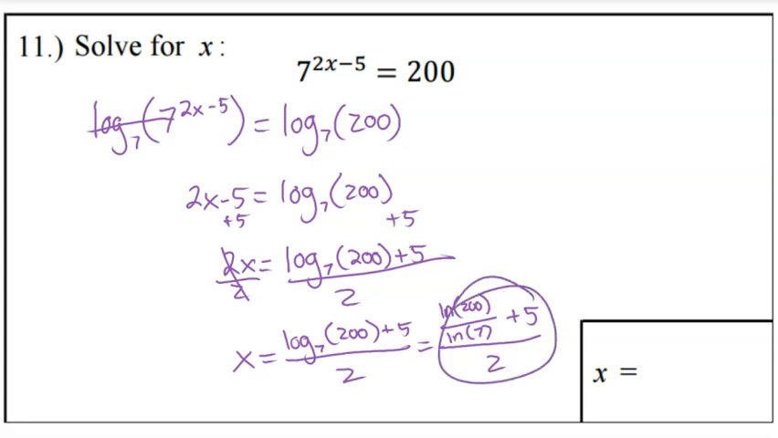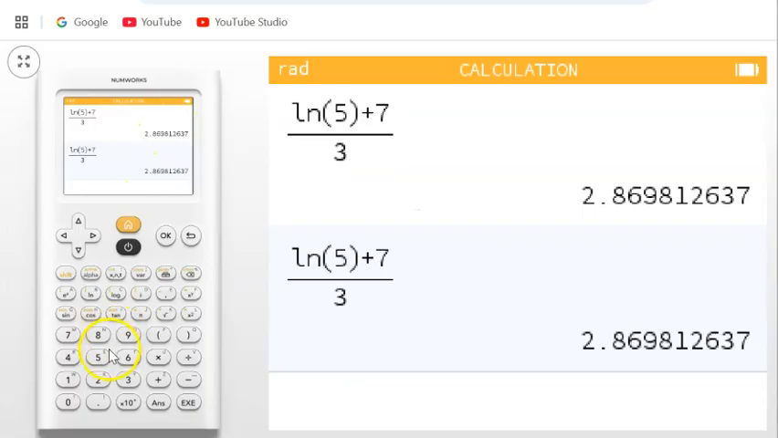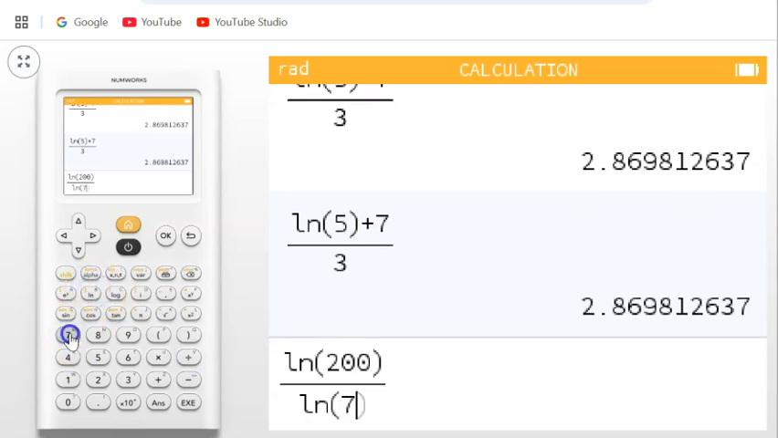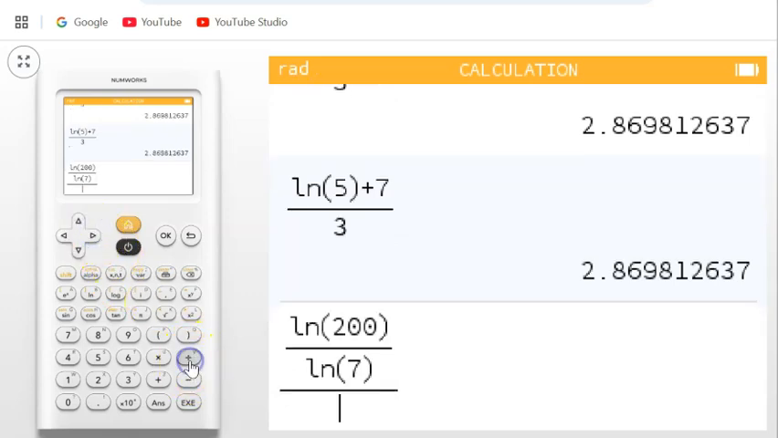So we can key this whole thing into the calculator. So we will do the natural log of 200 divided by the natural log of 7. Now we need that denominator to have the 2. So I'm going to come out of here and I'm going to hit divided by, and then I'm going to put the 2 down here. Then I'm going to go back up to the numerator and I'm going to do our plus 5. You don't have to do the whole thing as one calculation.